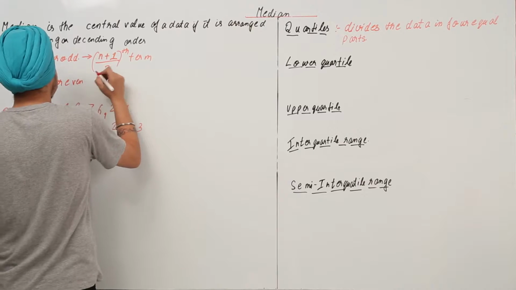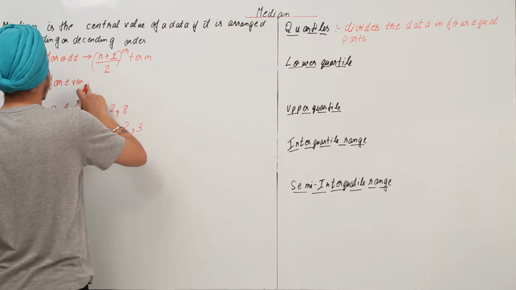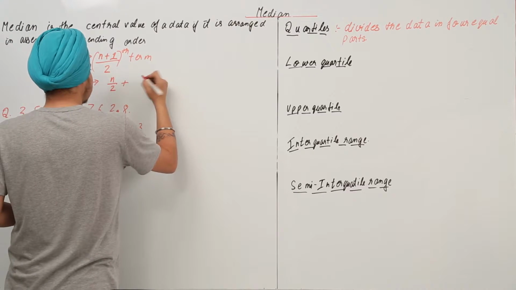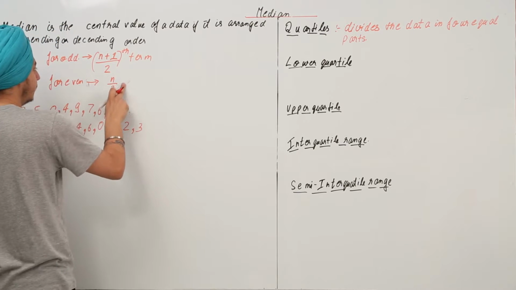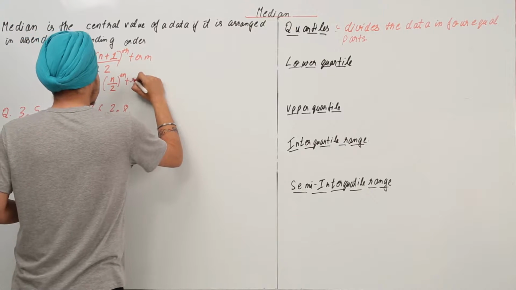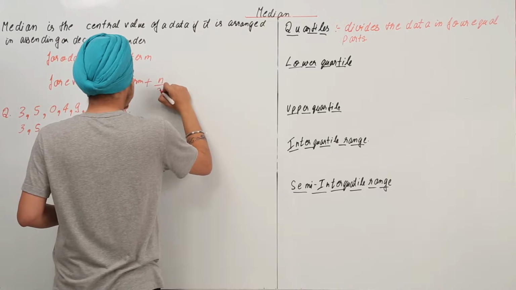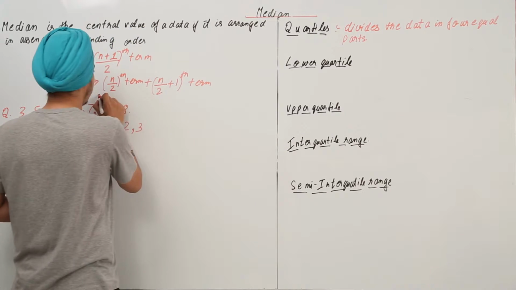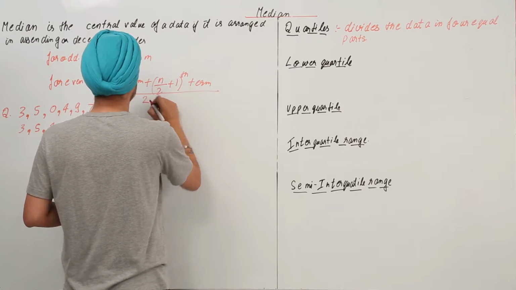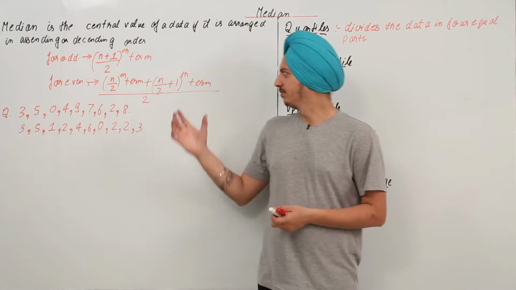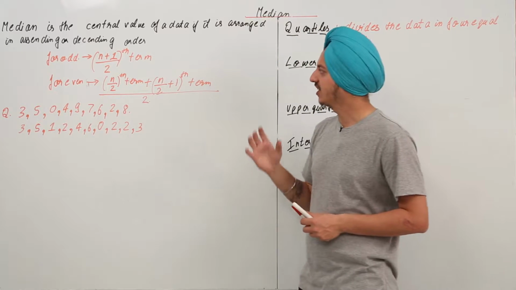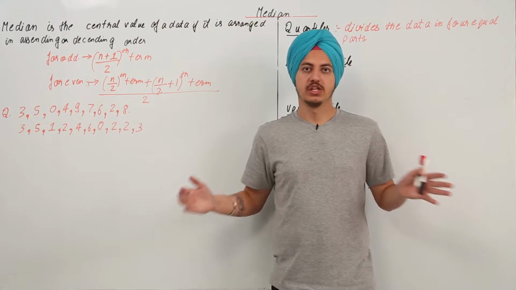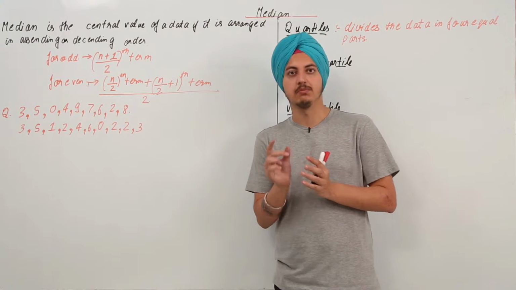For even data, or for even observations, it is the n by 2th term plus the n by 2 plus 1th term, and all of this divided by 2. What does this mean? This means that if the data is even, how do we find the middle term? If there are 10 terms, then there is no middle term, right? There is a fifth and the sixth term that lie in the middle.